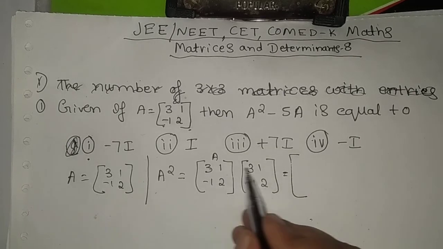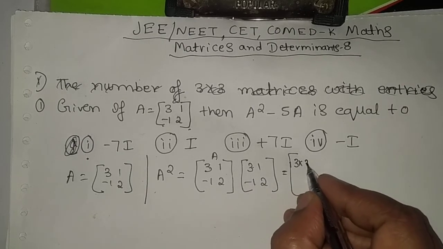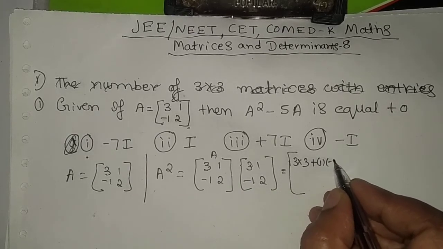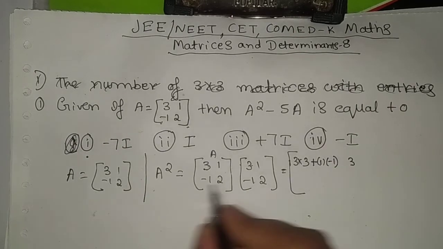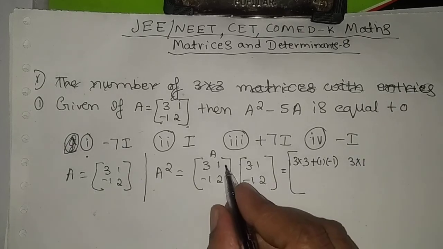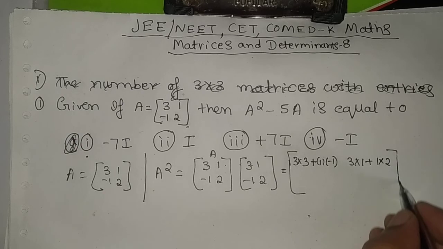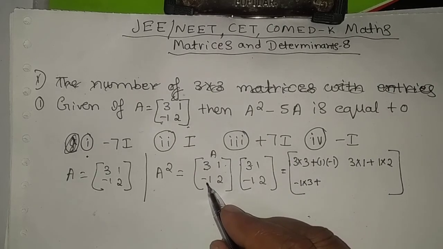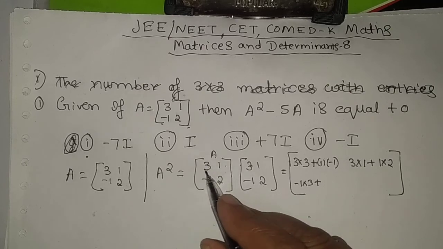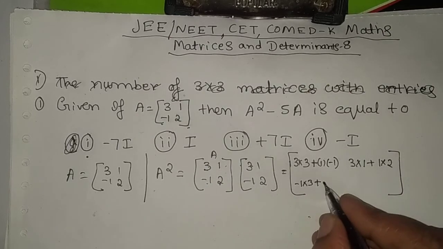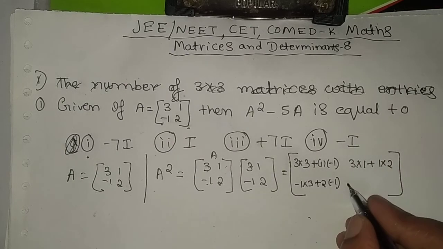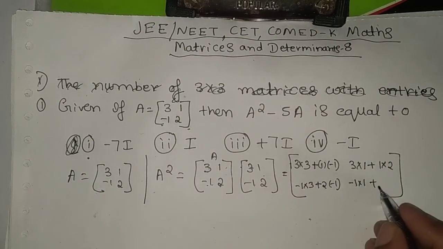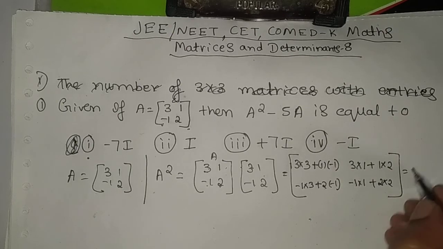Multiplying this one, the first element is 3 into 3 plus 1 into minus 1. Then 3 into 1 plus 1 into 2. Next, minus 1 into 3 plus 2 into minus 1. Next, minus 1 into 1 plus 2 into 2. We'll see what we are getting.